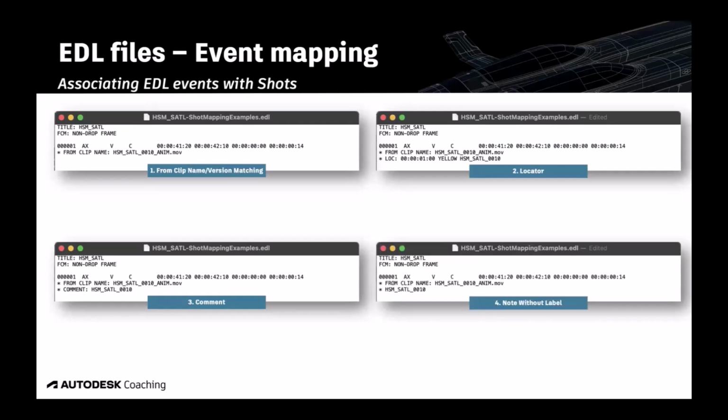Or you may also use the note without label. If an EDL event has more than one note, Import Cut will use the first one in the file and ignore any that come after it. To learn more about this workflow, check our article on associating EDL events with shots.